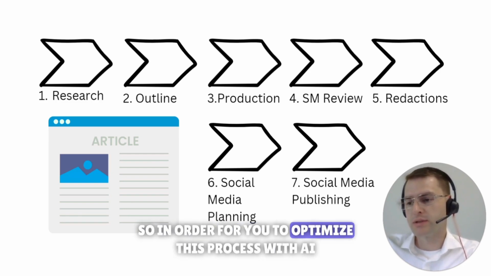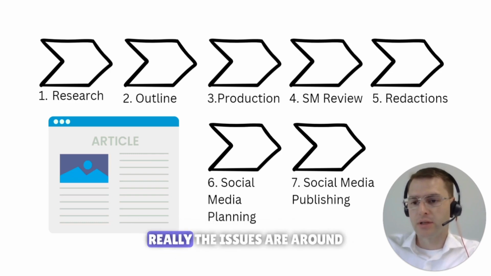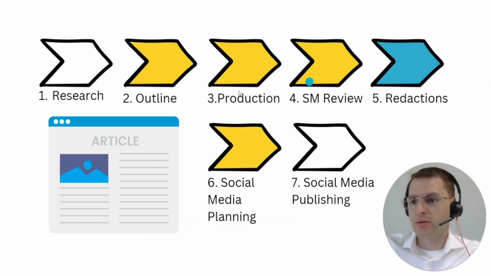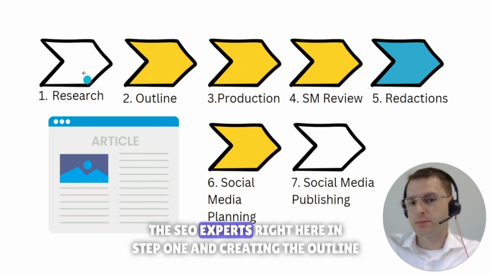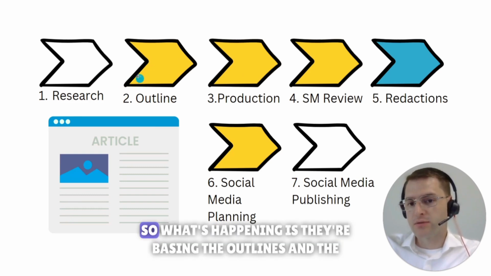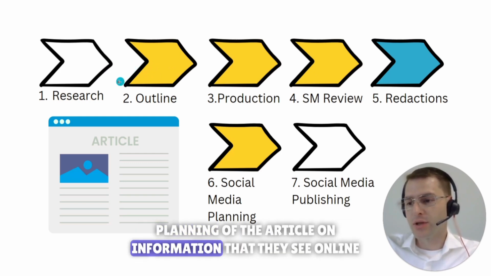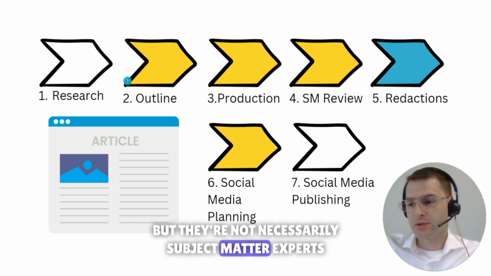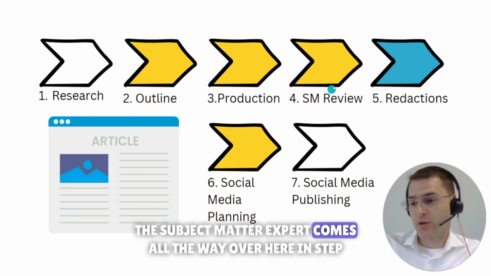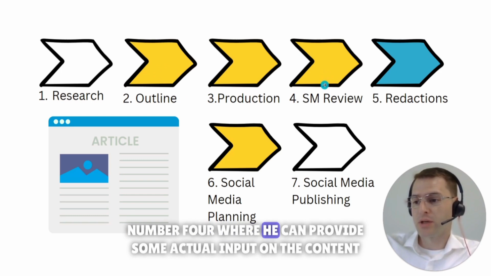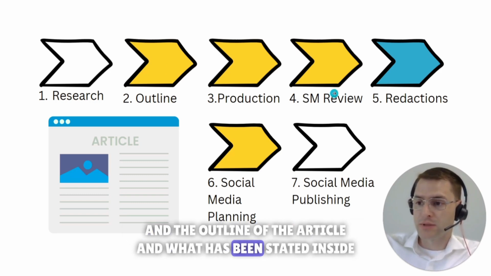So in order for you to optimize this process with AI, the problem is that the people that are doing the research, the SEO experts right here in step one, and creating the outline, are not the subject matter experts. So what's happening is they're basing the outlines and the planning of the article on information that they see online, but they're not necessarily subject matter experts in this particular topic. The subject matter expert comes all the way over here in step number 4, where he can provide some actual input on the content and the outline of the article and what has been stated inside.